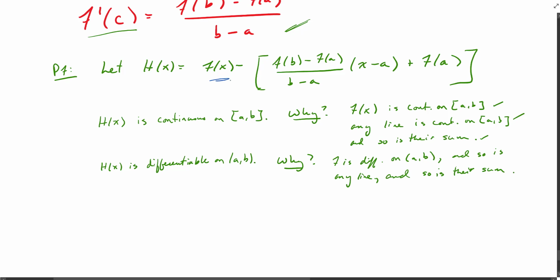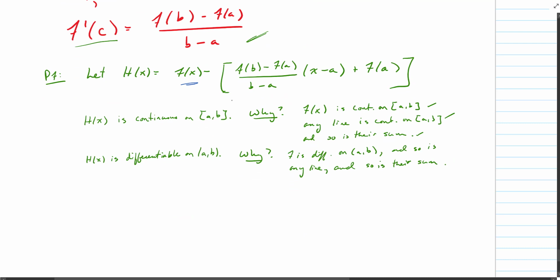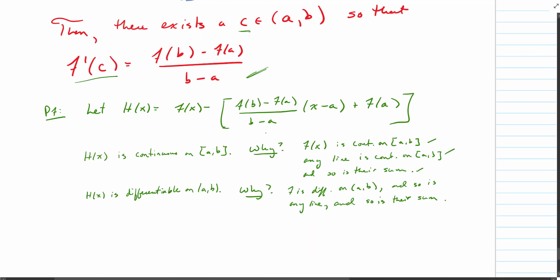Why? Whoop, my computer's frozen. Why? Because we required it to be so for the condition of the mean value theorem. And what else is h of x comprised of? It's comprised of this line, but lines, of course, are about as differentiable as you get, where the derivative is just their slope. And we've seen before that if I take one differentiable function and subtract it from another differentiable function, the result is a new differentiable function. So we know that h of x basically inherits the same properties that f of x has, because the only difference between h of x and f of x is that we've added this linear component to it. Okay, great.